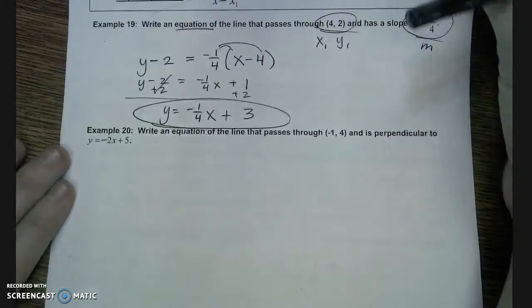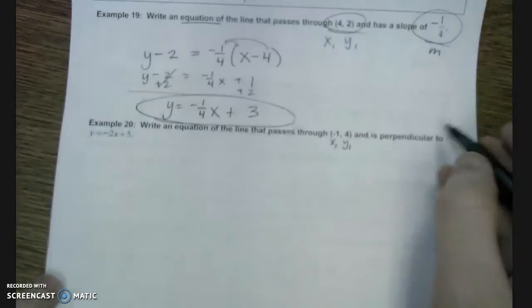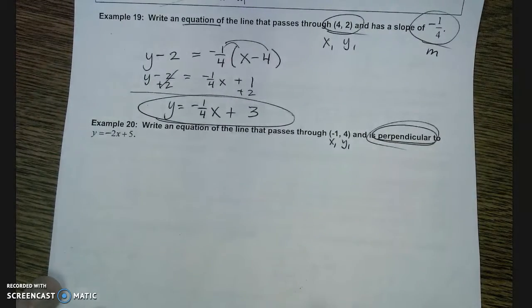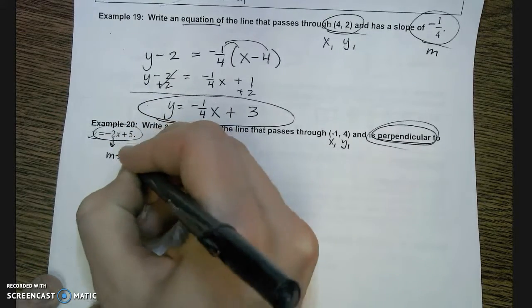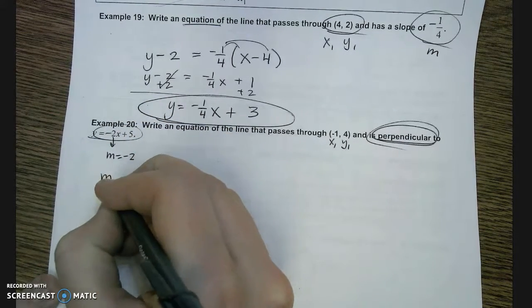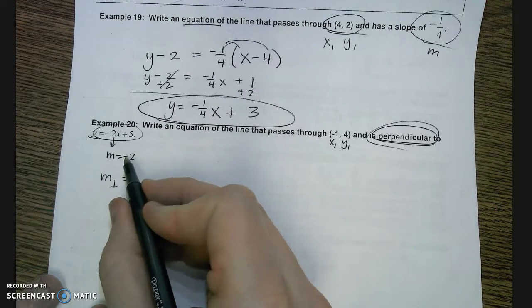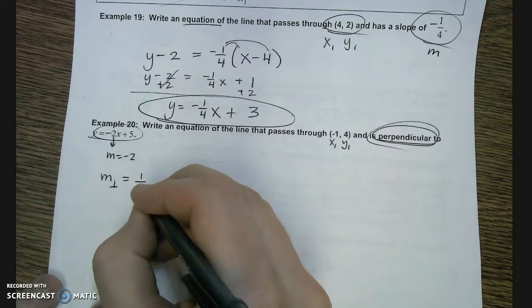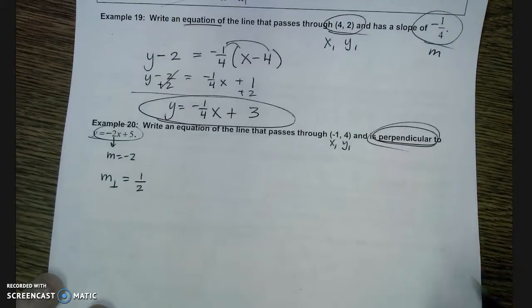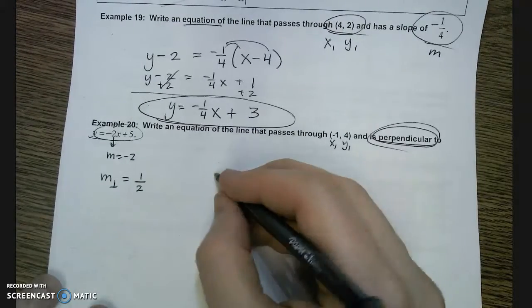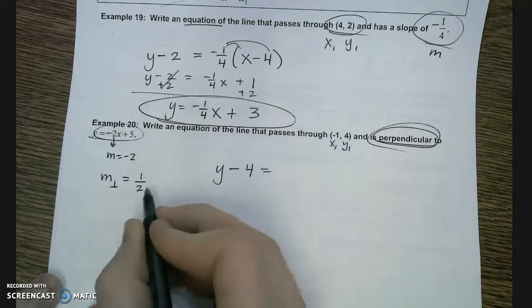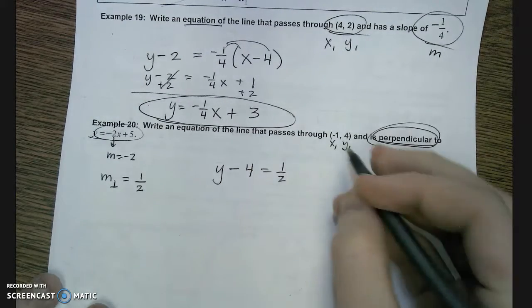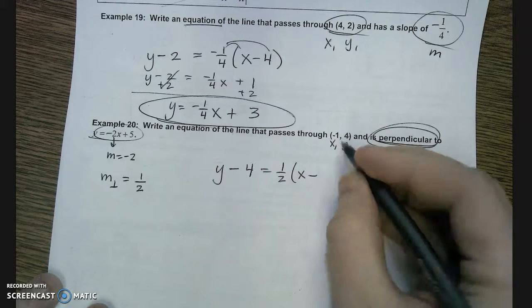For example 19. Example 20, they give you an x and a y, and they talk about a slope. So they say it's perpendicular to this line. Well, this line has slope negative 2. But for a perpendicular slope, we would change the sign to positive, and we would flip it upside down, the reciprocal. So my slope is going to be 1/2 for the new line. So y minus the y they give you, times our new perpendicular slope, and then x minus the x they give you.